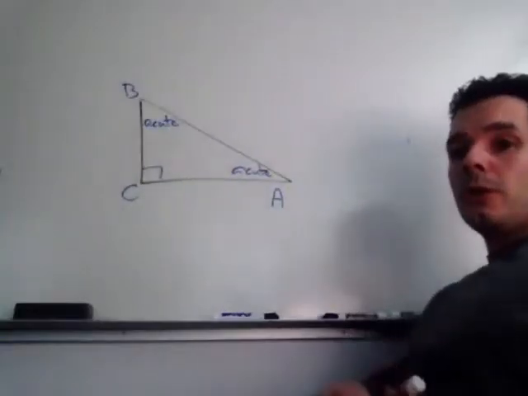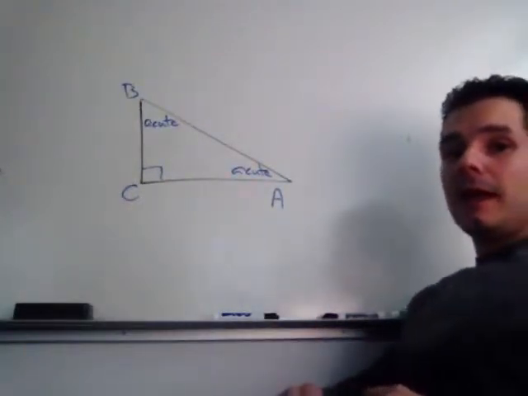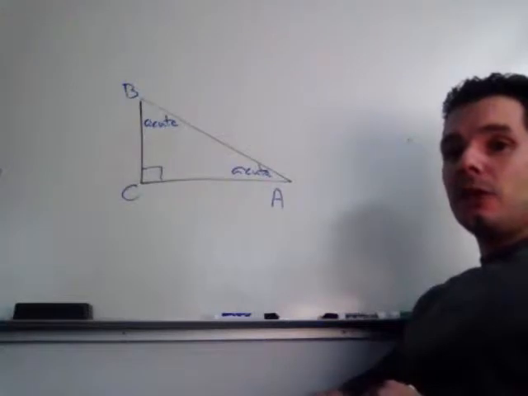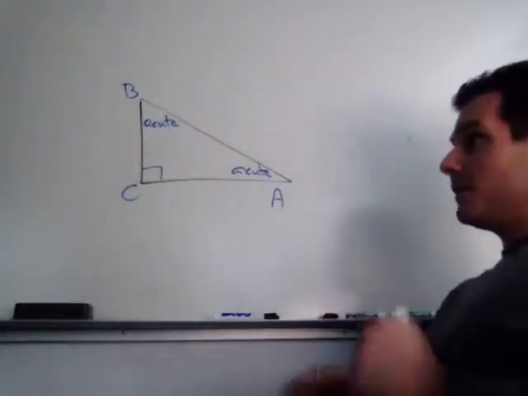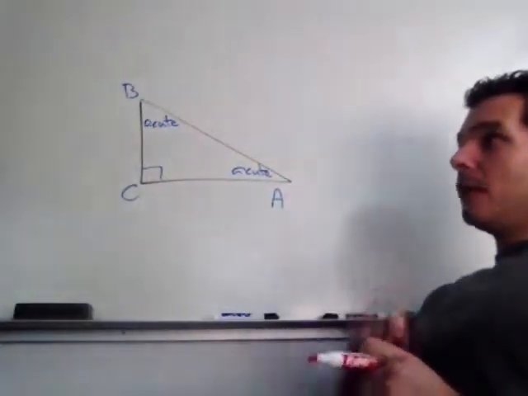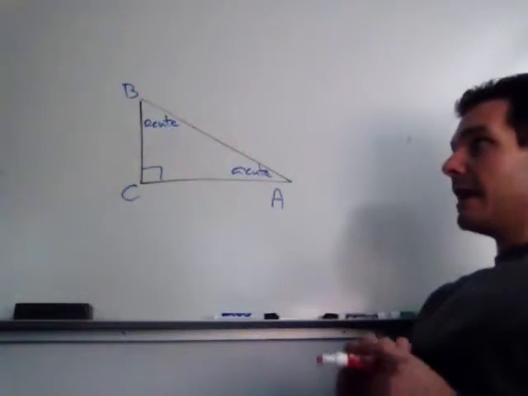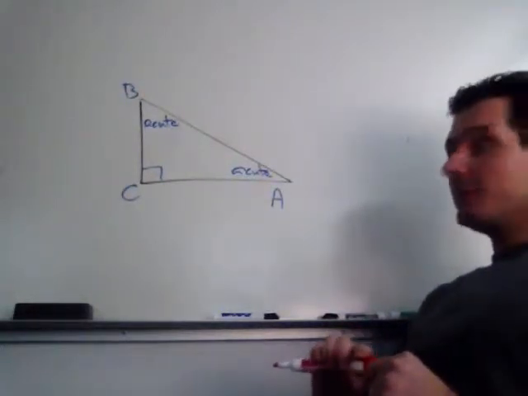So we're still working with our right triangle ABC, where C is the right angle and angles A and B are the two acute angles that are complementary angles. They add up to 90 degrees. Now, in the last video, we just related the angle measures. We said that they add up to 180 degrees. Now we're going to relate the sides.